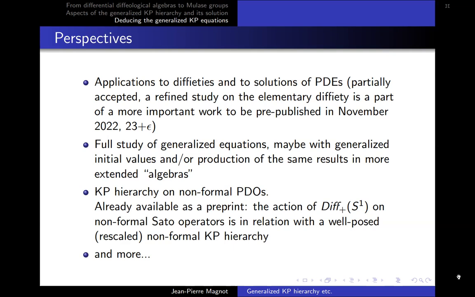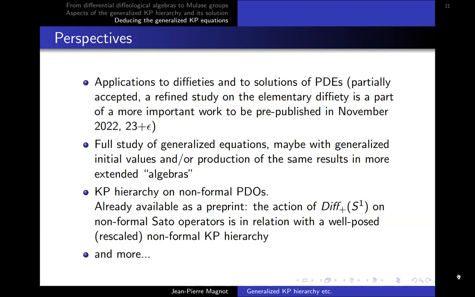So I was hoping that it would be pre-published for this talk. Unfortunately, we have some cosmetic changes to do, but it will be available online, let's say, in few days. So it is why I have put November the 23rd plus epsilon.